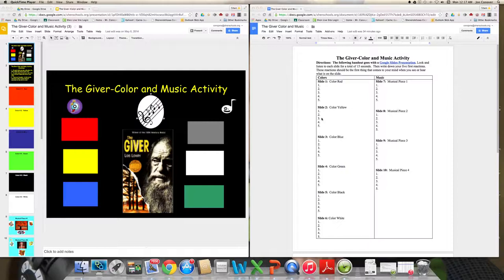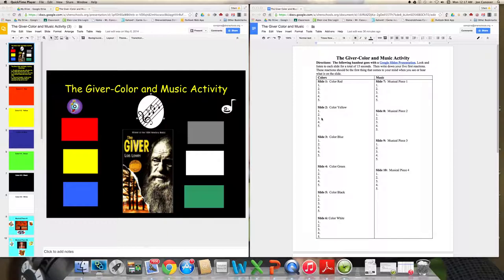Made up about 5 years ago. It goes hand in hand with the giver, and it's called the Color and Music Activity. I'm going to walk you through pretty much how to do the lesson and the materials and how to use them. So you see, first we have a split screen here.